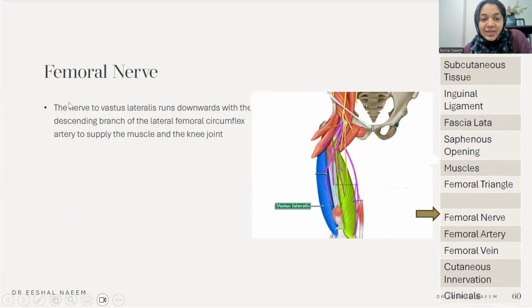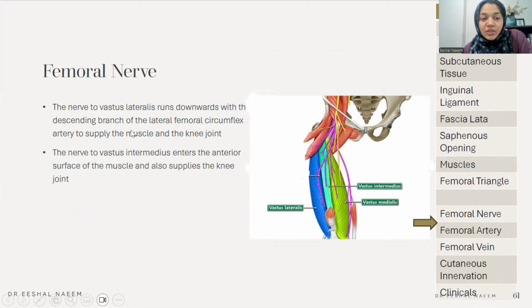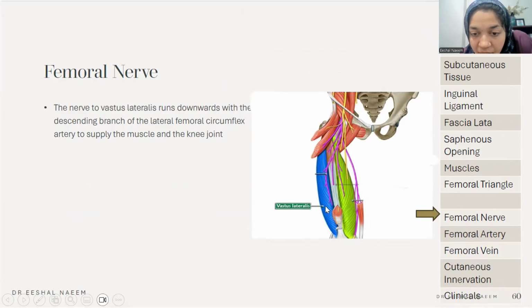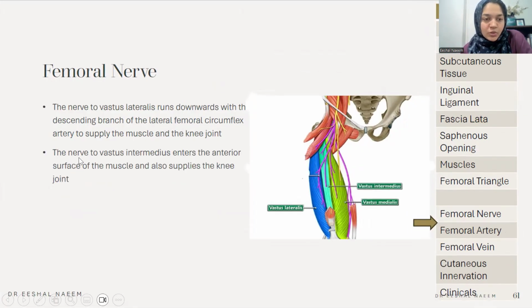Furthermore, the nerve to vastus lateralis runs downwards with the descending branch of the lateral femoral circumflex artery to supply the muscle and knee joint. So here you can see the nerve to vastus lateralis. It goes with the descending branch of the lateral femoral circumflex artery, supplies this muscle, and then goes down to supply the knee joint also. The nerve to vastus intermedius enters the anterior surface of the muscle and also supplies the knee joint. All these nerves go to the knee joint and help in supplying its innervation.